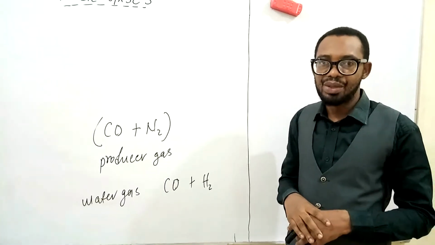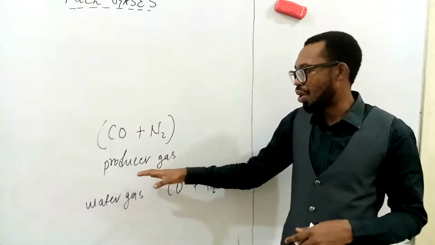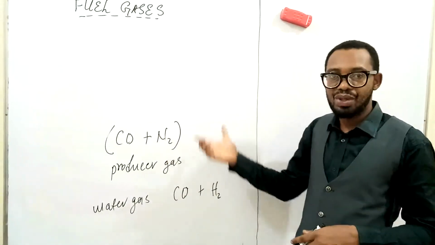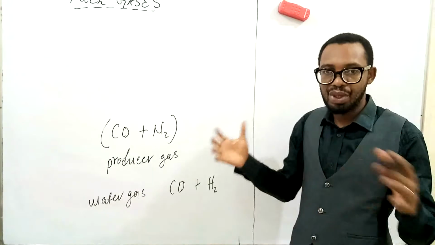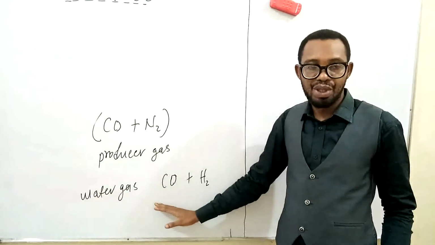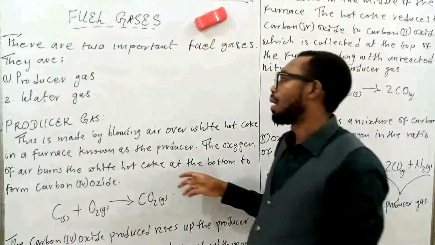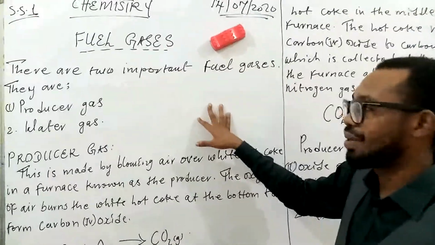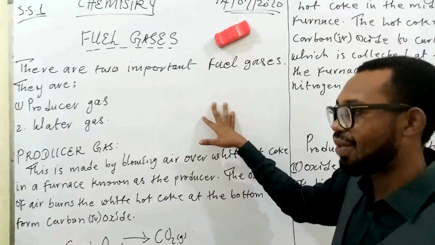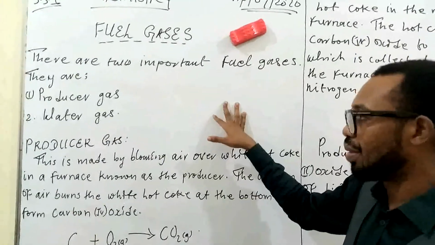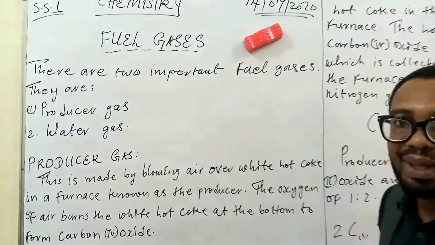Is that clear? So now I'm going to give you a brief note on the producer gas and the water gas. And then we'll also do a sketch on the producer, which is a tower that produces both the producer gas and the water gas. Is that clear? Okay, on the board, there are 2 important fuel gases. I've outlined them on the board, the producer gas and the water gas.